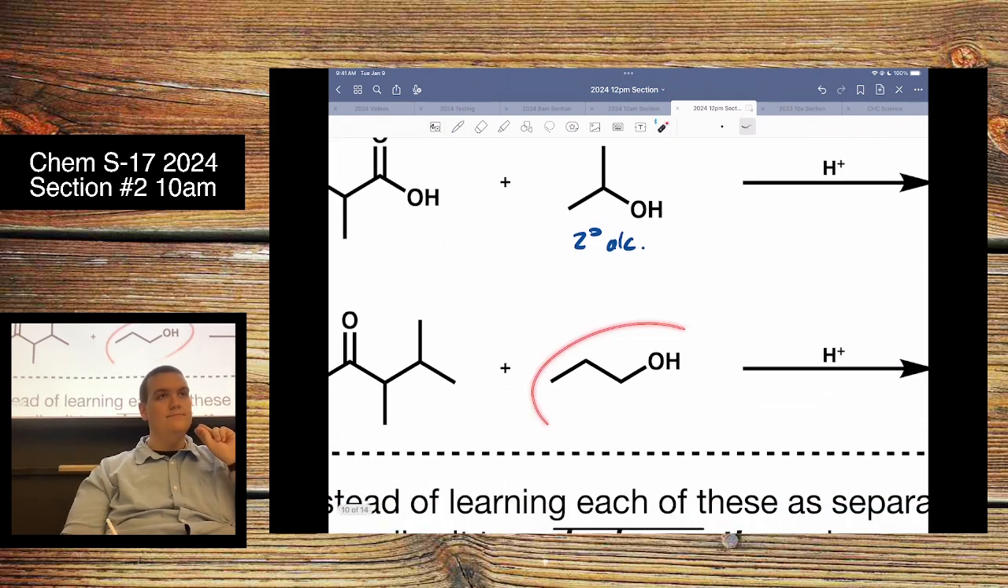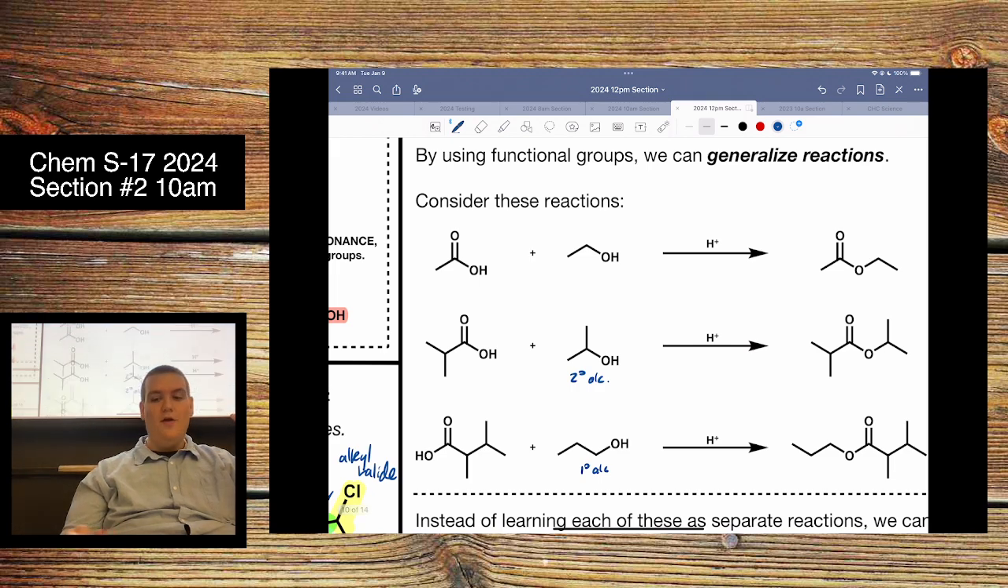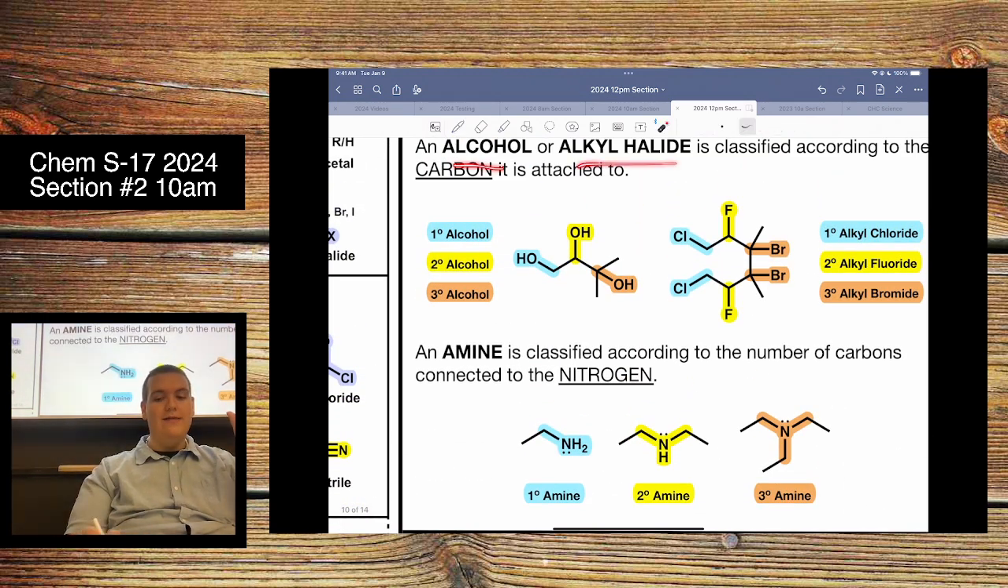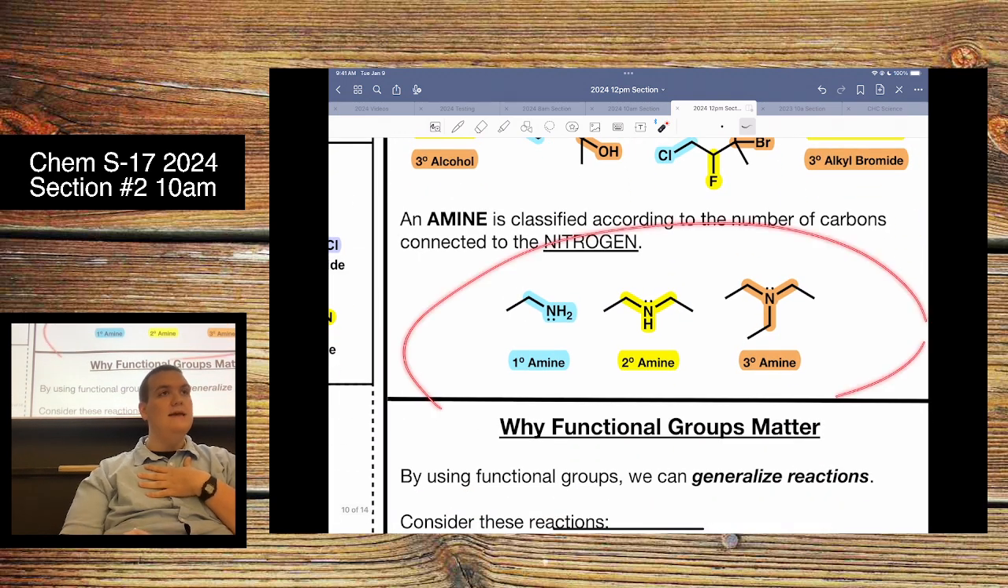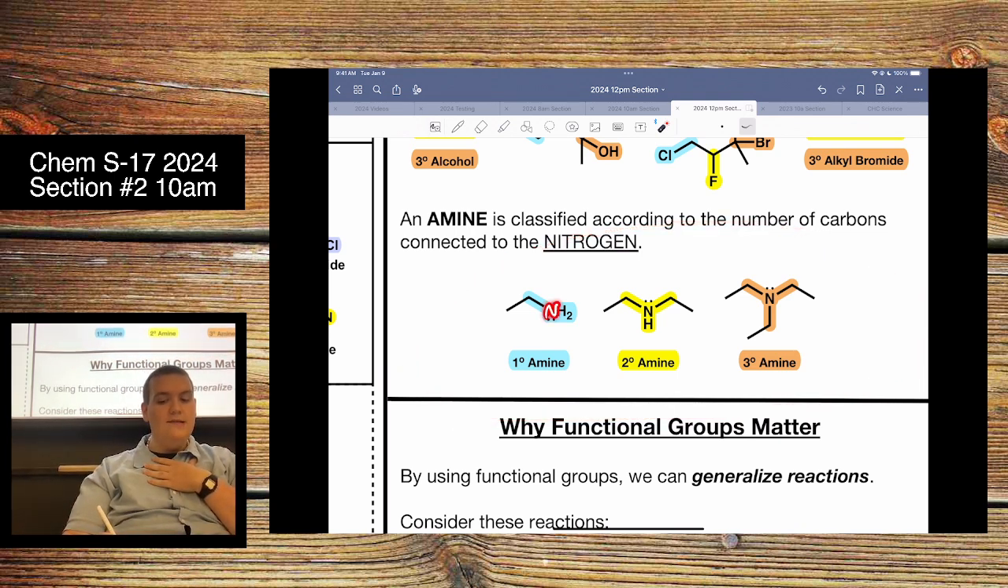Then what about this one? How many carbons is this carbon connected to? 1. So it's a primary alcohol. Exactly. Now I'm going to teach you something confusing. For alcohols and alkyl halides, it's based on the carbon, like how many other carbons it's connected to. For amines, it's about how many carbons are connected to the nitrogen. So here, this is a primary amine because it's connected to 1 carbon, and it doesn't matter whether that's a primary, secondary, or tertiary carbon, all of those would still be a primary amine. Whereas a tertiary amine is connected to 3 carbon things.